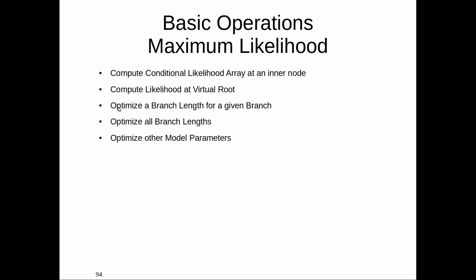We need a function to optimize a branch length for a given branch. Then we need a function to optimize all branch lengths on the tree. And we need one or more functions to optimize the other model parameters like the rates, the base frequencies, the alpha parameter of the gamma model of rate heterogeneity, etc., etc.